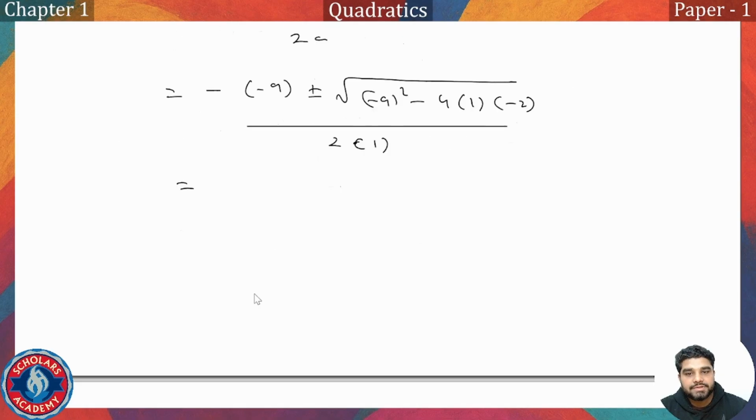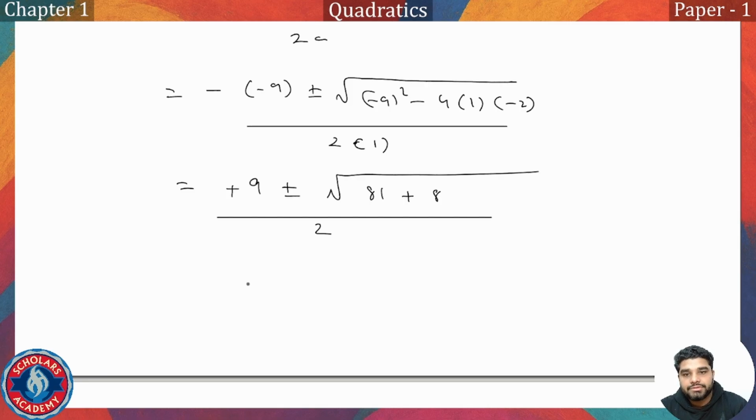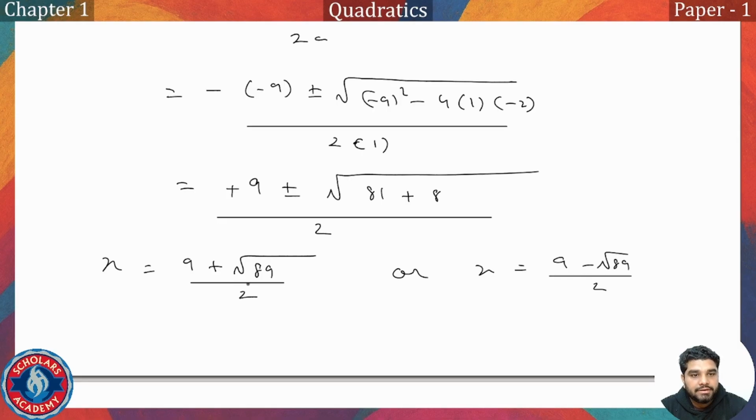So this gives us positive 9 plus minus root of 81 plus 8, by 2. So x is equal to 9 plus root of 89 by 2, or x is equal to 9 minus root of 89 by 2. So over here we get 9.22, and for this we get negative 0.217. So these are our answers.